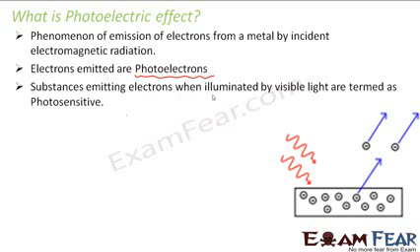Substances emitting electrons when illuminated by visible light are known as photosensitive. So those kind of substances are known as photosensitive. That means if you give a light of any suitable frequency, somewhere around the range of visible light, they emit electrons. So they are known as photosensitive materials. Almost all metals have free electrons, and they are all sensitive to some or the other light. Depending upon the electronic configuration of the metals, they will react to their corresponding frequencies.